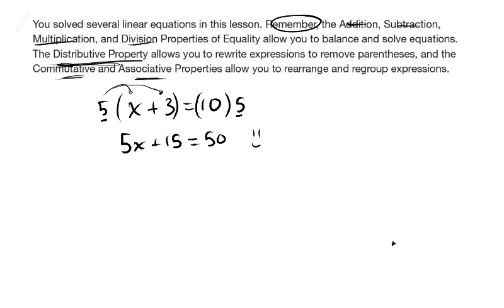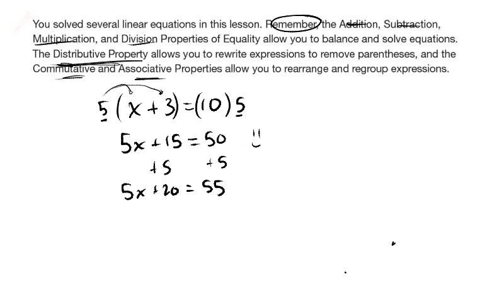Taking this another step further, I could add 5 to both sides of this equation. If I add 5 here and 5 here, again I have equal things and I'm adding equal things, so I get 5x plus 20 equals the number 55.